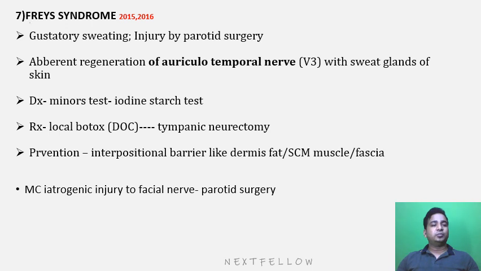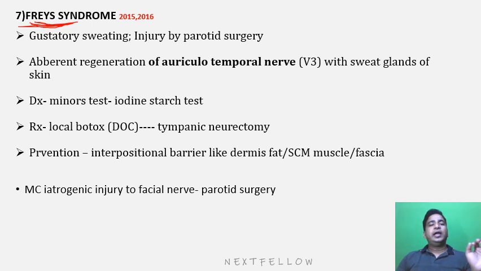Now Frey syndrome. Again, from the examination point of view, it is important. So what is Frey syndrome? It is gustatory sweating. Whenever the patient is eating some food or trying to, what happens? A lot of sweat will be present over the face. So whenever the patient is eating food, sweating occurs. So the patient will come to the OPD with a complaint like, sir, whenever I'm swallowing any food or trying to chew the food, I get a lot of sweat over my face, over my neck.